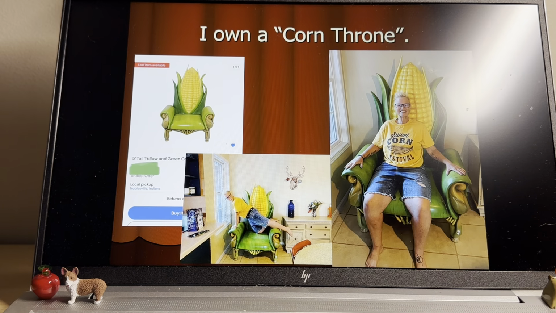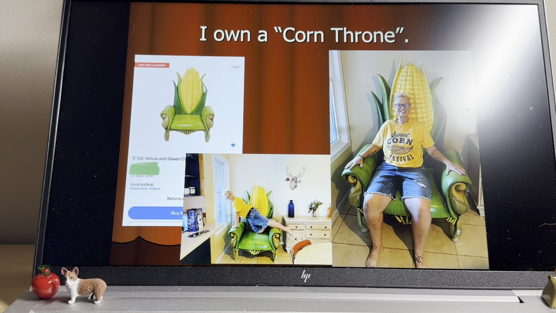So, yep. Also, as you saw, if you watched my Corn Throne TikTok, I do own this chair. It was actually on eBay for a ridiculously large amount, and I bid on it thinking, oh, it'll be funny just to say I bid on it, and then I won it, and the next thing I know, this huge Corn Throne is being delivered to my house. So anyway, I just kind of embraced it, and it's a fun chair to have.